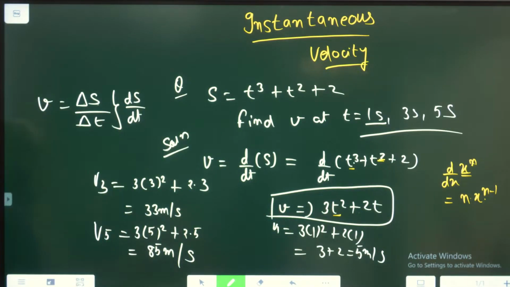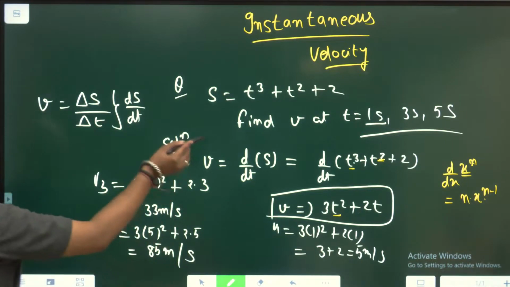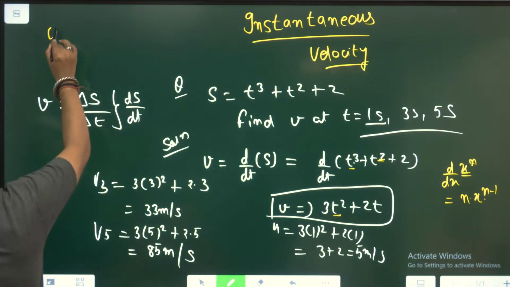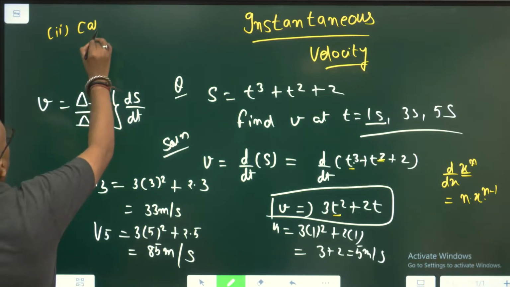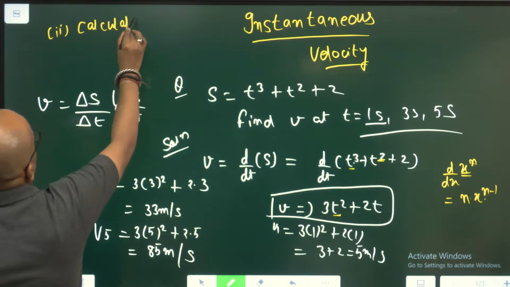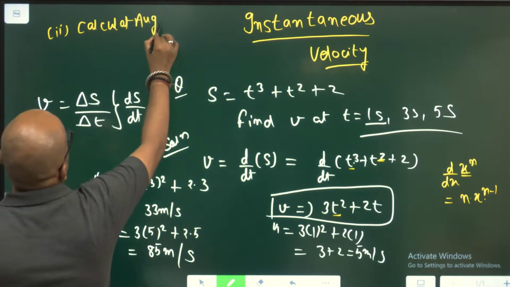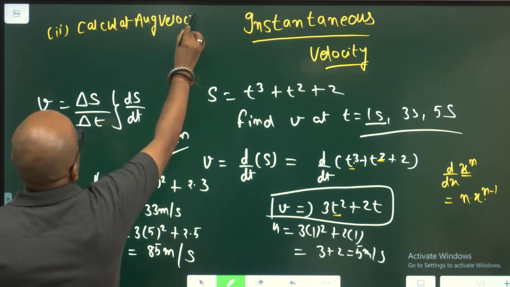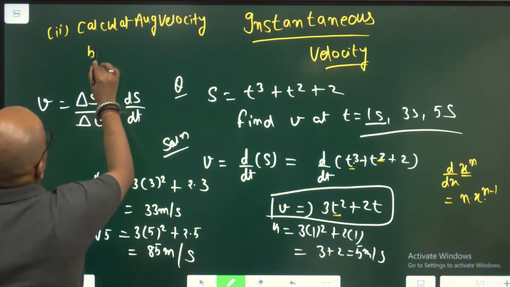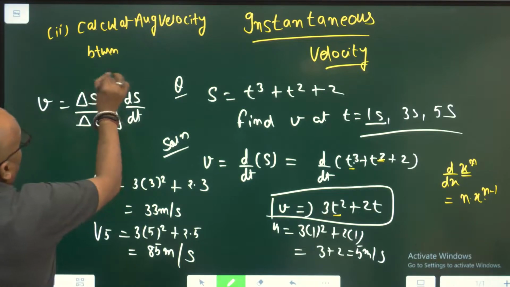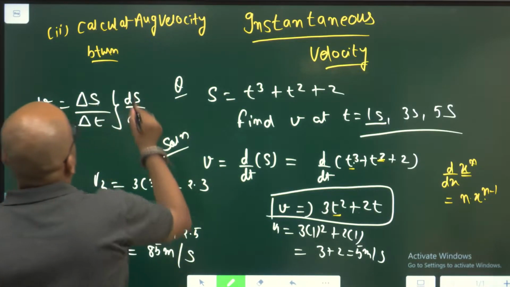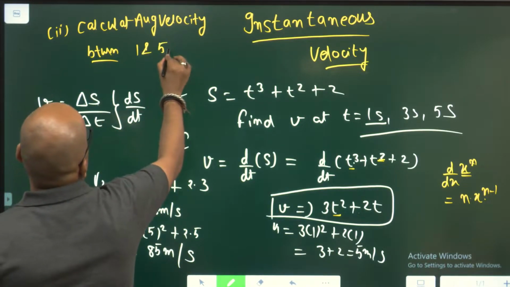Okay. Now that was easy. Second part is: calculate average velocity of the body between 1 and 5 seconds.